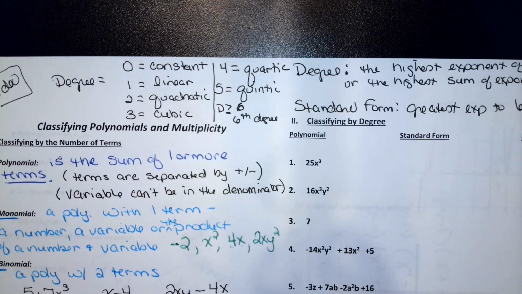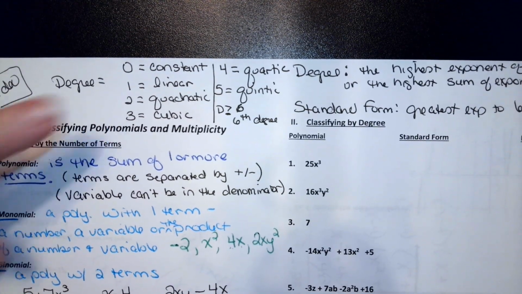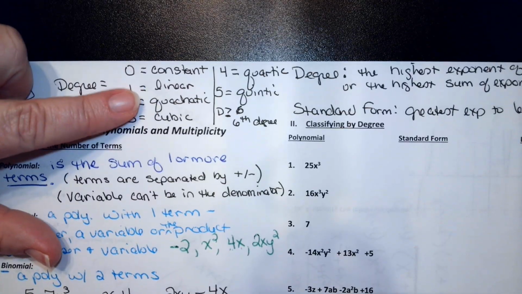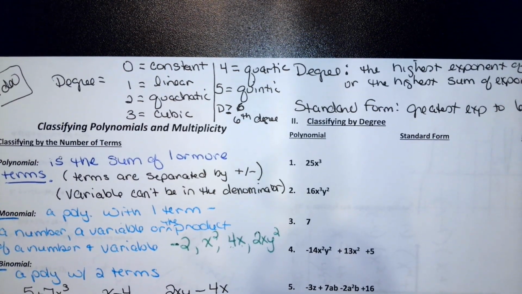Okay, so again, if they ask you to classify by the number of terms, use monomial, binomial, trinomial. If it asks you to classify by the degree, we're going to use constant, linear, quadratic, cubic, quartic, quintic, or blank degree polynomial.